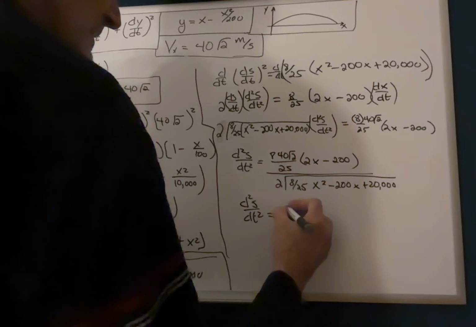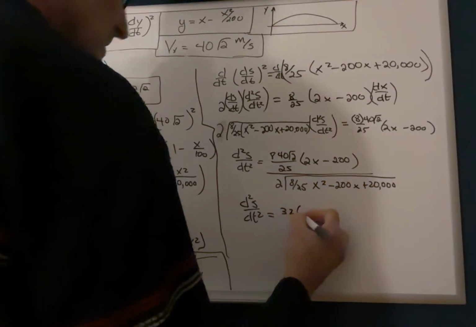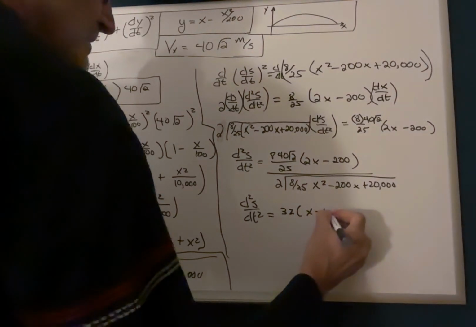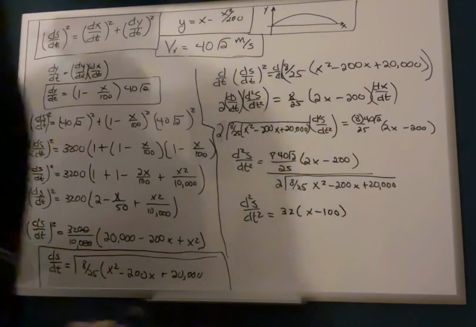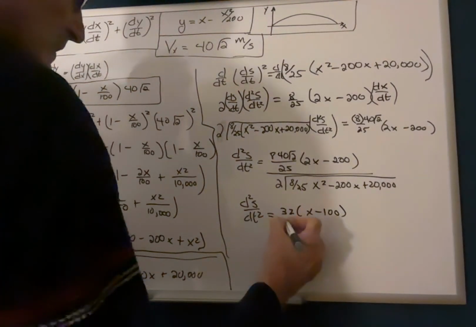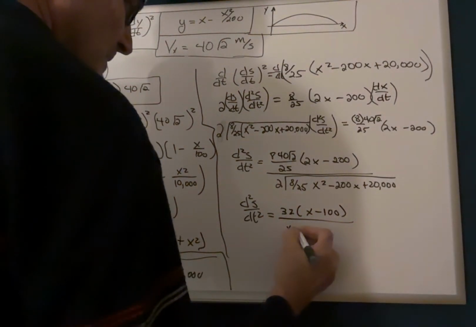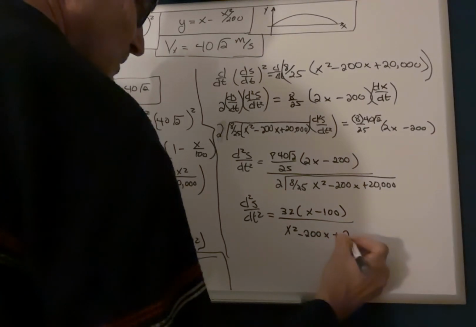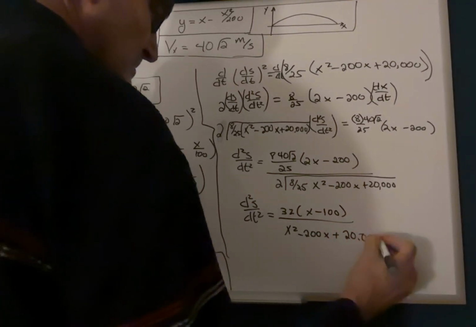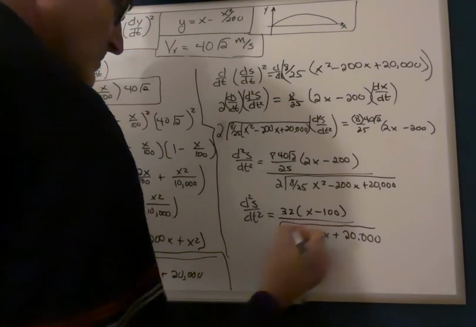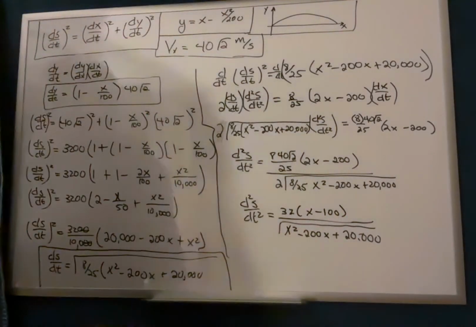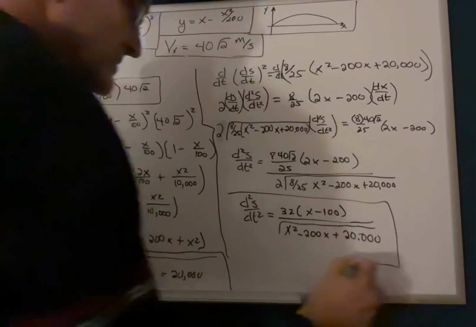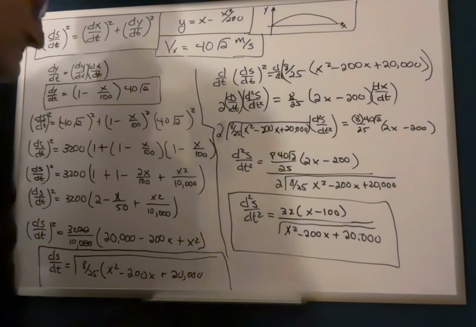We pulled out a 2 out of here, so this is 32 times x minus 100, because we pulled that 2 out, over the square root of x squared minus 200x plus 20,000. And this is our acceleration equation for this particular problem.